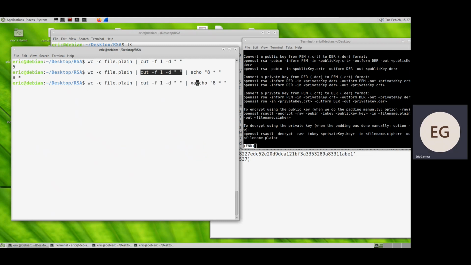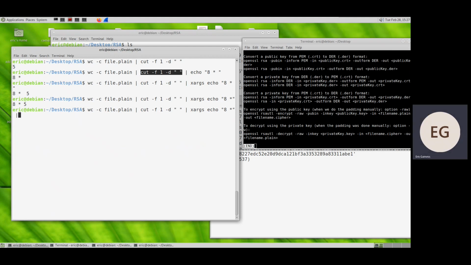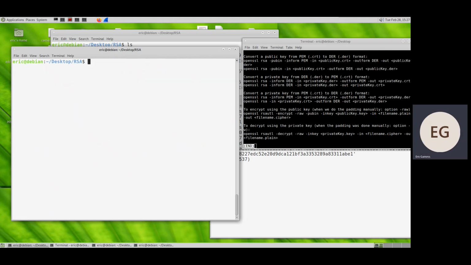I use the xargs command. The xargs command puts the result of the previous command at the end. So look at 8 times 5. You see it? And what should I do now that I have 8 times 5? I send it to the bc command. 40 bits. So any file that you give me, it will give me the number of bits. Okay, how do I extend this file to 512 bits?